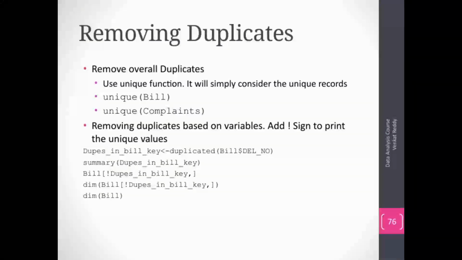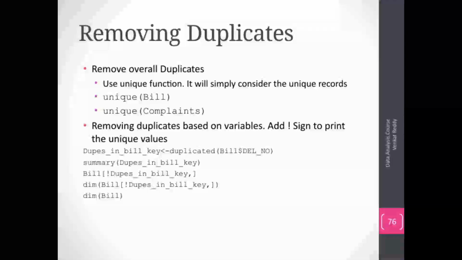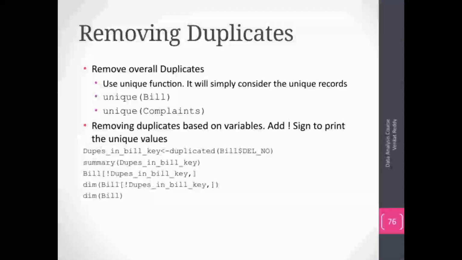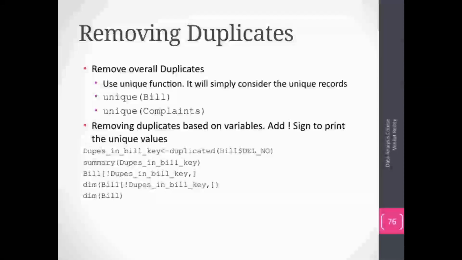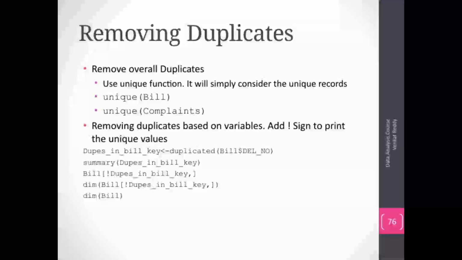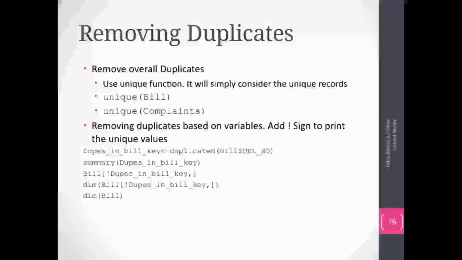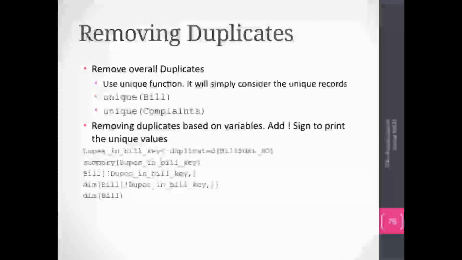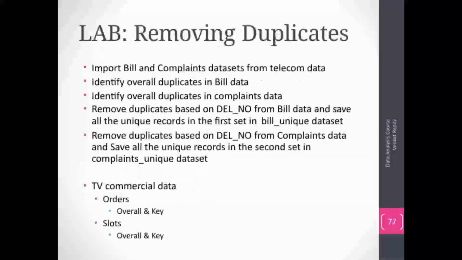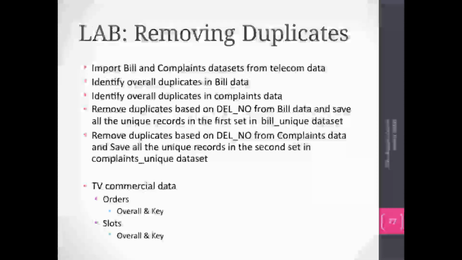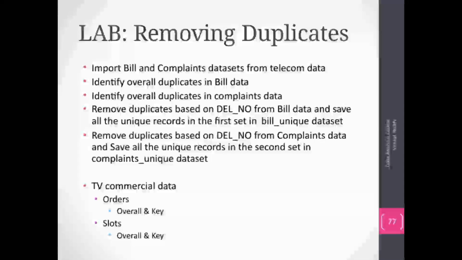In this slide, we're focusing on data analysis techniques applied to telecom data, specifically TV commercial data, orders, and slots. The key tasks here involve importing the bill and complaints datasets, which are crucial for understanding customer issues and billing accuracy. Our first step is to identify duplicates across these datasets. Duplicates can distort our analysis, so it's essential to detect and handle them properly. We'll look for overall duplicates in both the bill data and the complaints data. Once we've identified these duplicates, the next step is to remove them based on the del no, which is a unique identifier for each transaction or complaint.